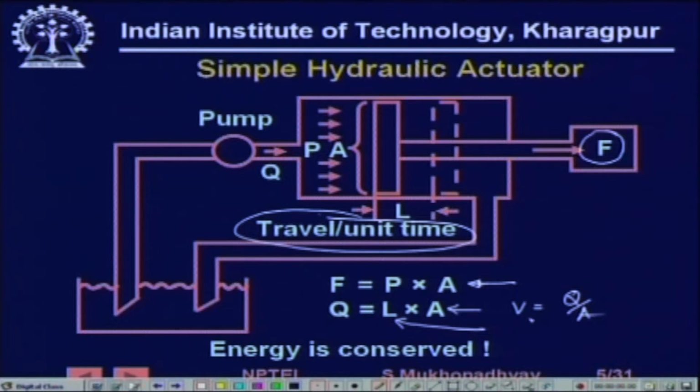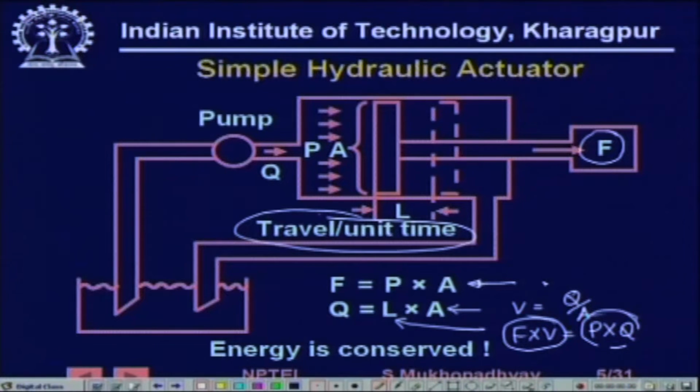So you see, what is the mechanical power which is developed? That will be force into velocity. So F into V is equal to P into Q. So you see that the area does not come into the picture. In the power equation, the area does not come into the picture, and even if we try to multiply the force, the energy does not get multiplied. How can it get multiplied?